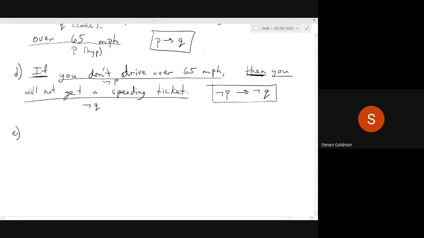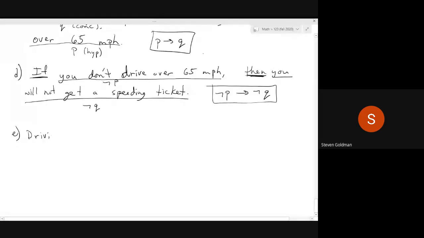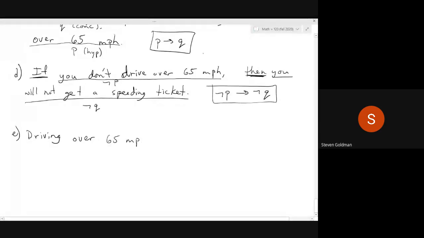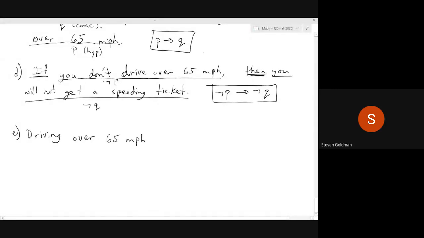What about the following sentence? Driving over 65 miles per hour is sufficient for getting a speeding ticket.